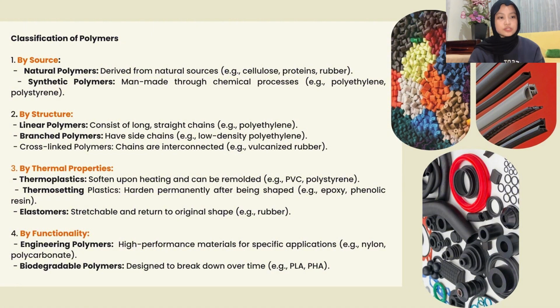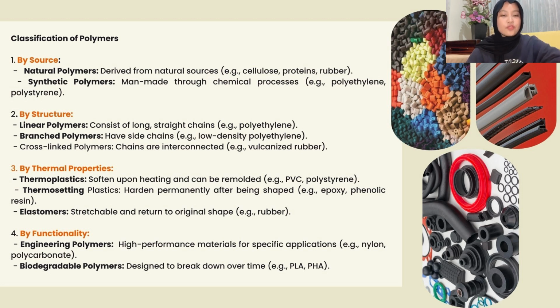First, by source. There are 2 types of polymer, natural polymers and synthetic polymers. Natural polymers are polymers derived from natural sources like cellulose, proteins, and rubber. And synthetic polymers are polymers that are man-made through chemical processes like polyethylene and polystyrene.